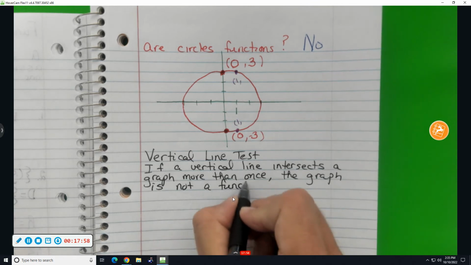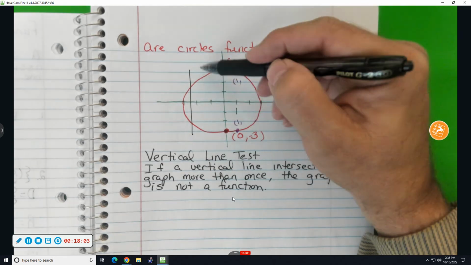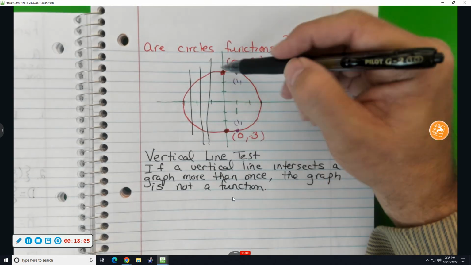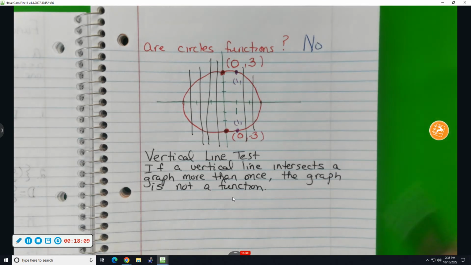So if you have a graph and you've got to figure out, is it a function? Just draw vertical lines through it. Pretend these are vertical lines. If the vertical line intersects it more than once, it's not a function.